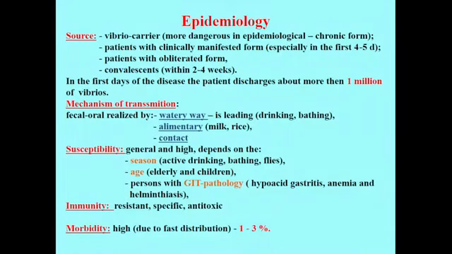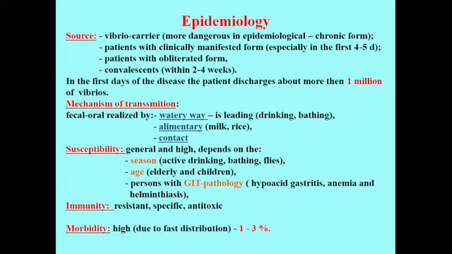Epidemiology. Source: Vibrio carrier, more dangerous in the chronic form. Patient with clinically manifested form, especially in the first 4 to 5 days. Patient with obliterated form, convalescence within 2-4 weeks. In the first day of the disease, the patient discharges more than 1 million vibrios.